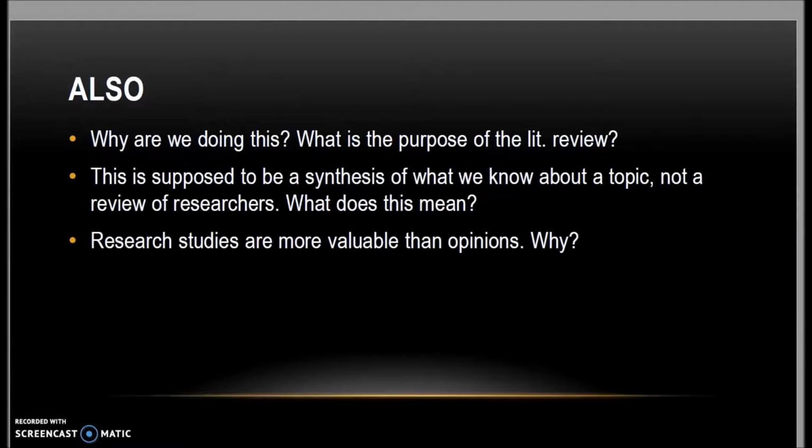Now, you can look at the research study and state that we do not think this is going to happen, but then when you prove your opinion is when that becomes more valuable. So you have to have research studies in the paper.